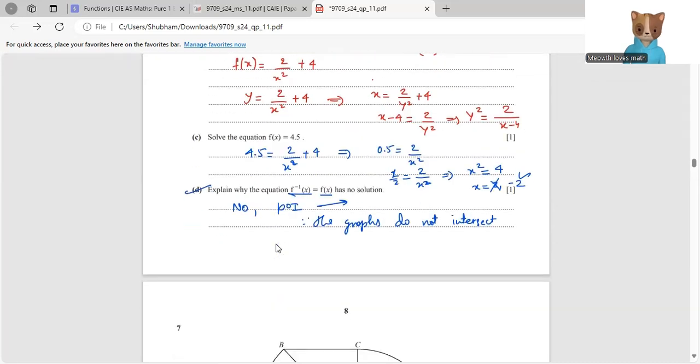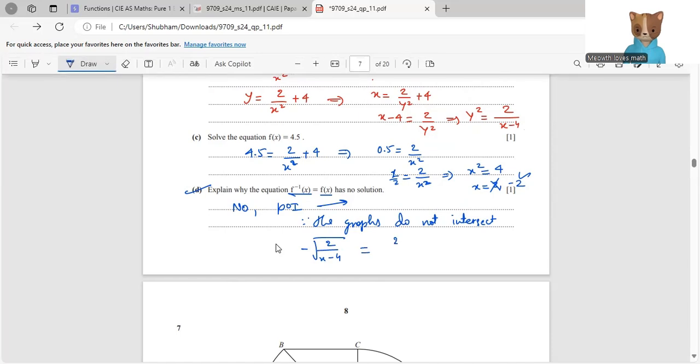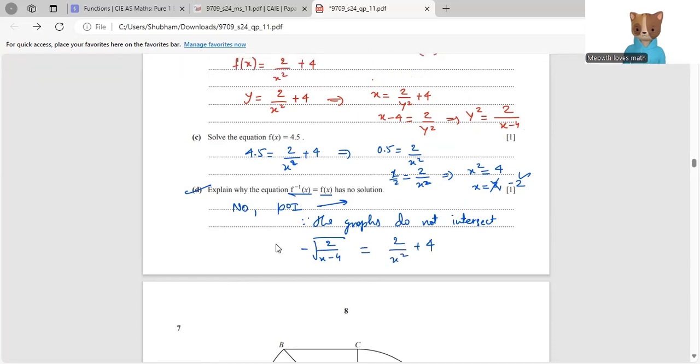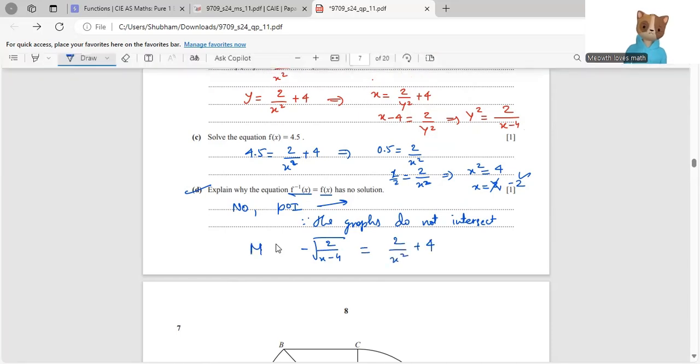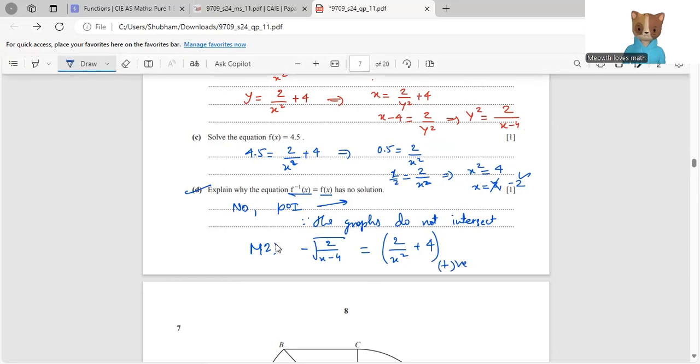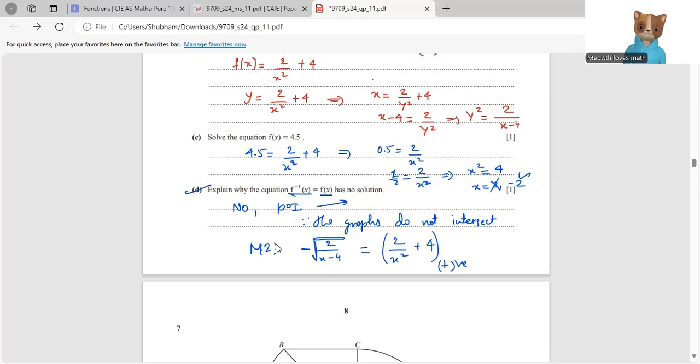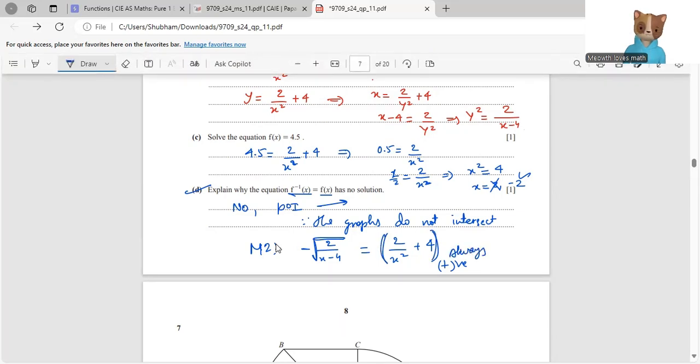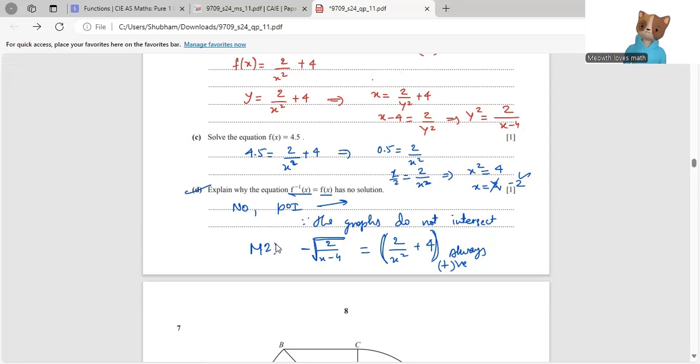Otherwise, you know f inverse is negative of 2 over x minus 4, equal to f of x, which is 2 over x squared plus 4. This is your method 2, or you can say the second reason. So how do you put this? Since your RHS is always positive, this is a positive term, and here it is negative. So how can a positive term be equal to negative? This is always positive, and my LHS is always negative, and henceforth this can never be equal to this, and therefore there are no solutions.